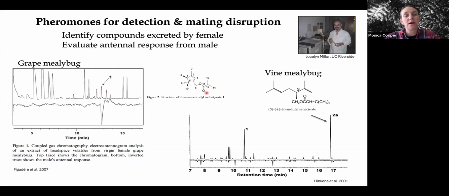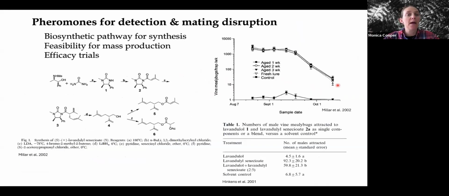So this is the structure of the grape mealybug pheromone, and then this is the structure of the vine mealybug pheromone. So in each of these cases where we're looking at using pheromones either for detection or mating disruption, we first go through the process of identifying these compounds and then make sure that they elicit the appropriate antennal response from the male. The next step is to determine whether we can synthesize those or not, and which biosynthetic pathway we might want to use for synthesis and their feasibility for mass production.